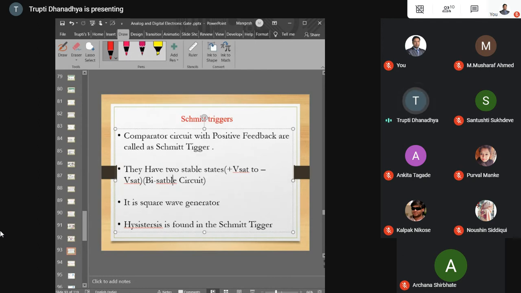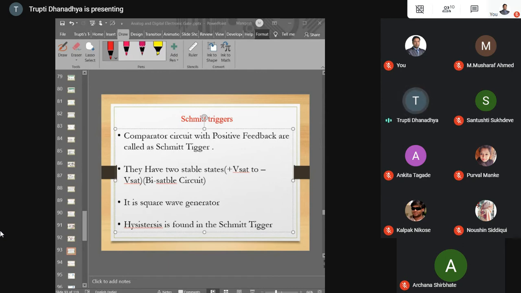Then it is a square wave generator. I already told you we give the input as a sine wave and we get the output as a square wave. That's why the Schmitt trigger is also a square wave generator. Then the comparator and ZCD do not provide any hysteresis loop; hysteresis formation is not present in the comparator and ZCD.